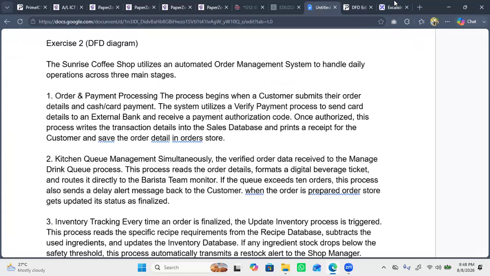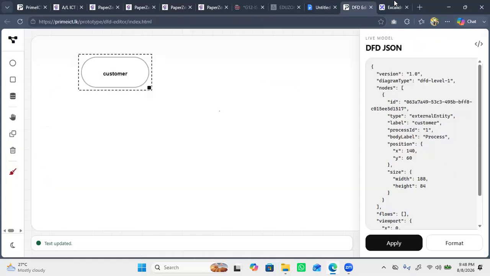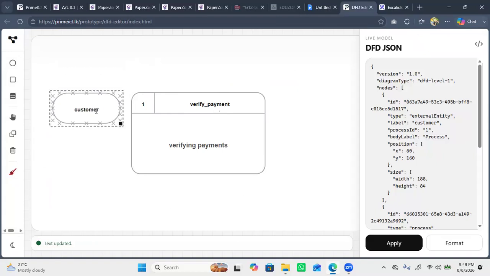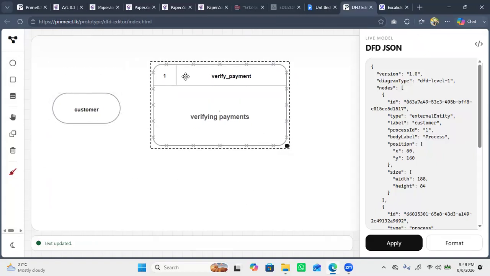The system utilizes a verify payment process. Verify payment is the process. I can add a process here and write the heading as verify payment. So I can write a small description, verifying payments. Very simple. It is what the process is doing.